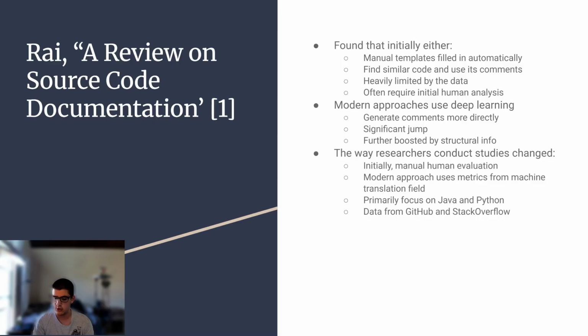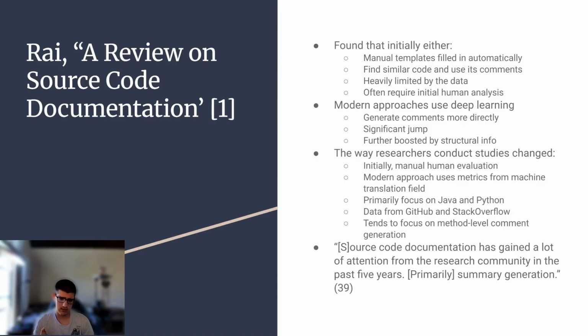Another question was, what do we put the comment on? You can have a comment either describe an entire file or just a section of it or a single method, and generally people write comments for a single method at a time. And a quote that really explains the article's argument in their own words: source code generation has gained a lot of attention from the research community in the past 5 years, primarily summary generation.